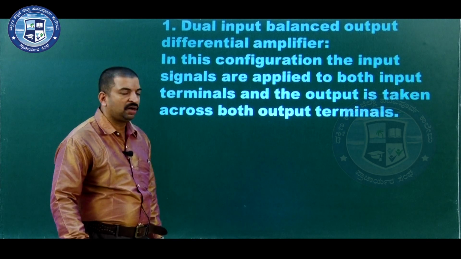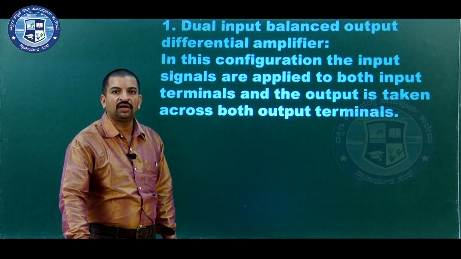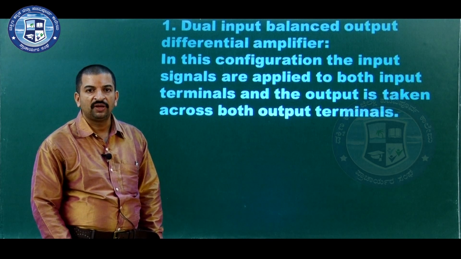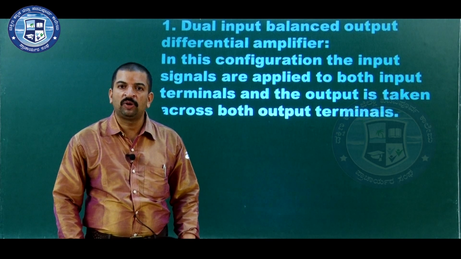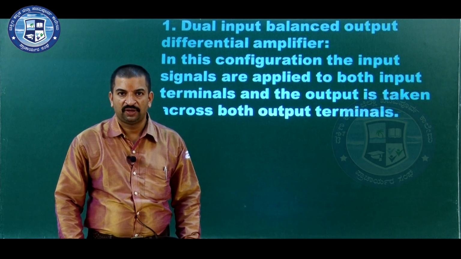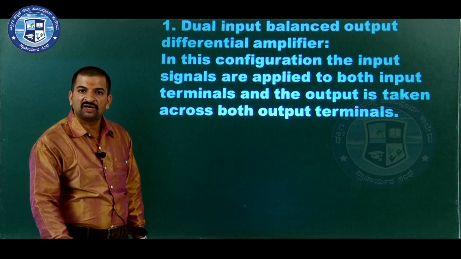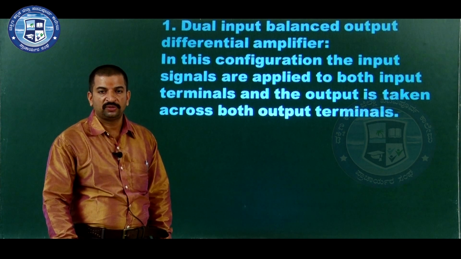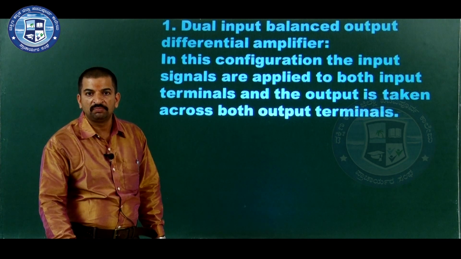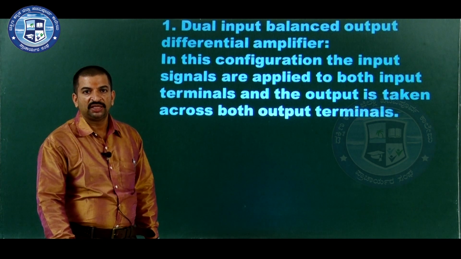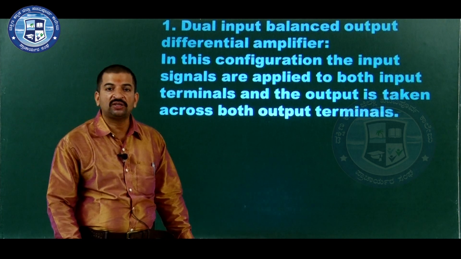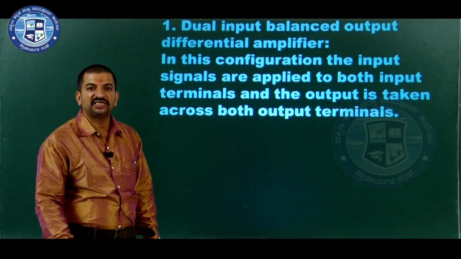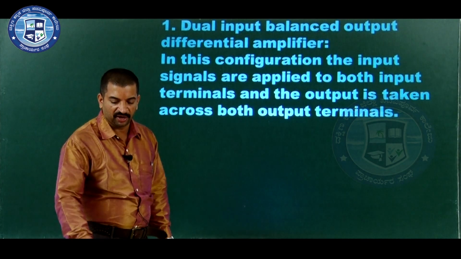Now, let us study the working of dual input balanced output differential amplifier. Now, what is dual input balanced output differential amplifier? In the case of dual input balanced output differential amplifier, there are two inputs. That means input signals are applied to both input terminals. The output signal is measured across both output terminals. So, the name dual input balanced output differential amplifier.